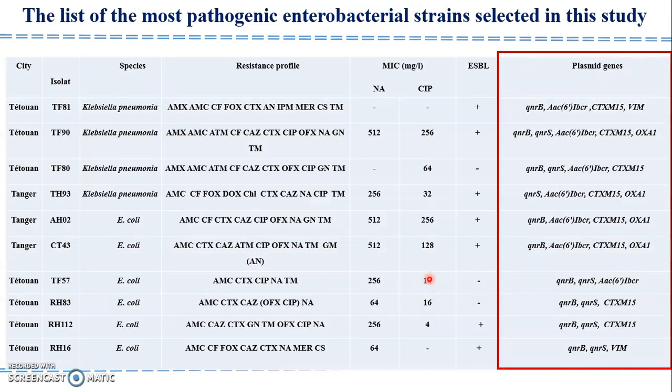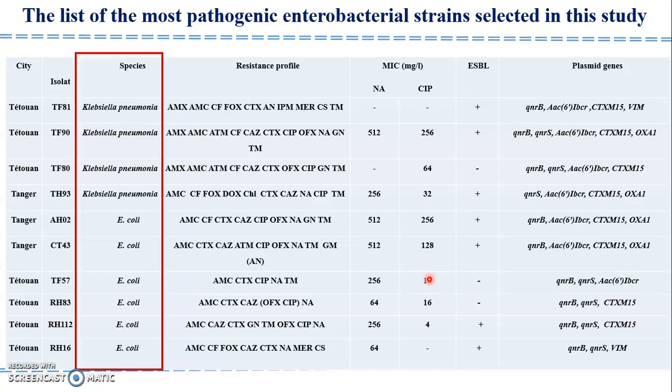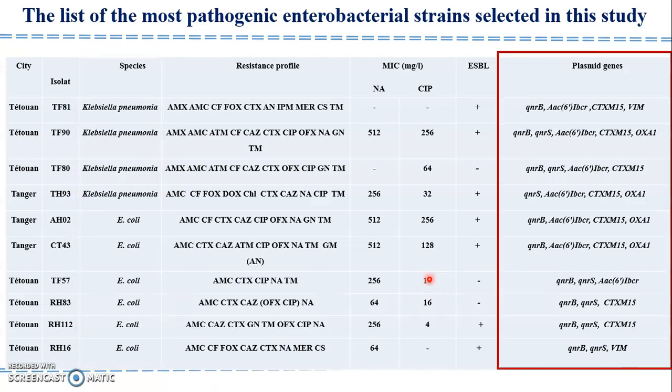So this table represents the list of the most pathogenic Enterobacteria strains selected in this study, mainly E. coli and Klebsiella expressing several plasmid genes.